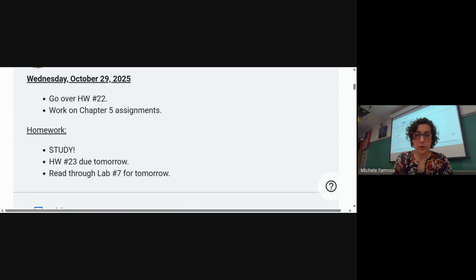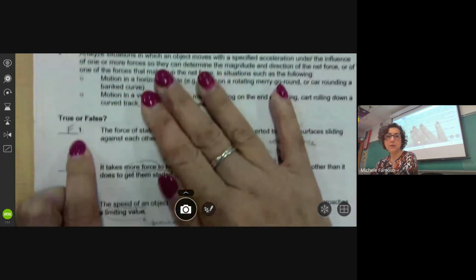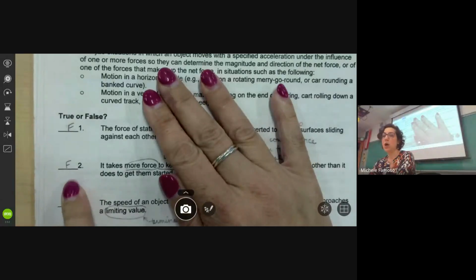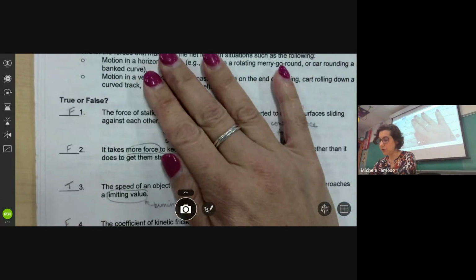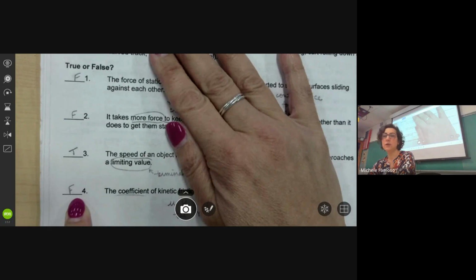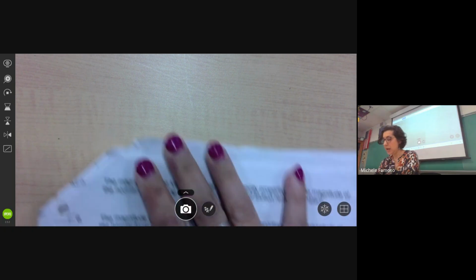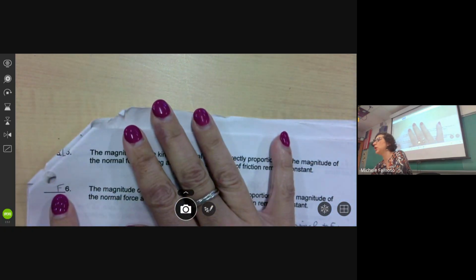All right, let's check the true/false. 1 is false, 2 is false, 3 is true, 4 is false, 5 is true, it's underneath my staple, 5 is true, and 6 is false. So let's go back through all the false statements. You should be able to tell me why those are false.